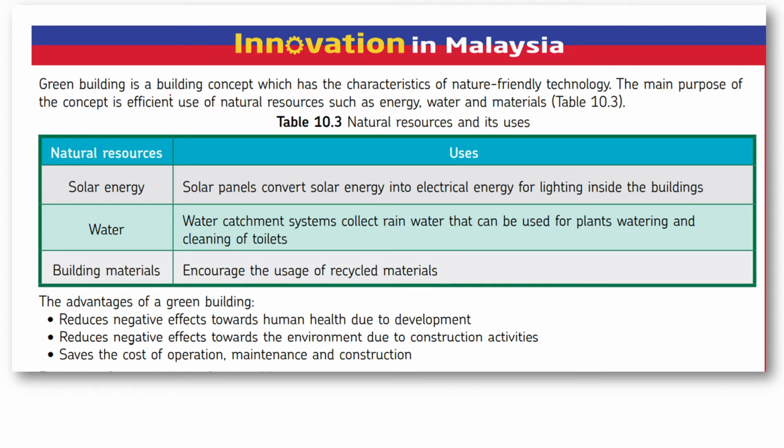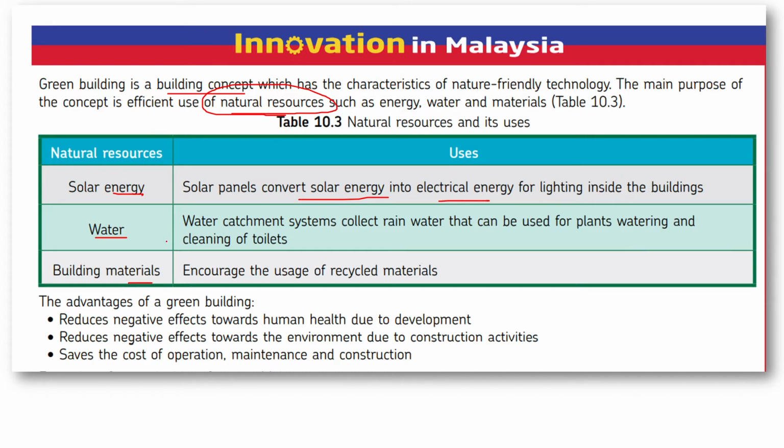Green building is a building concept which has the characteristics of nature-friendly technology. And the main purpose for the concept is efficient use of natural resources such as energy, water, and materials. Okay, so solar energy, dia akan diguna pakai dalam solar panels, where these panels are going to convert solar energy into electrical energy for lighting inside the house.